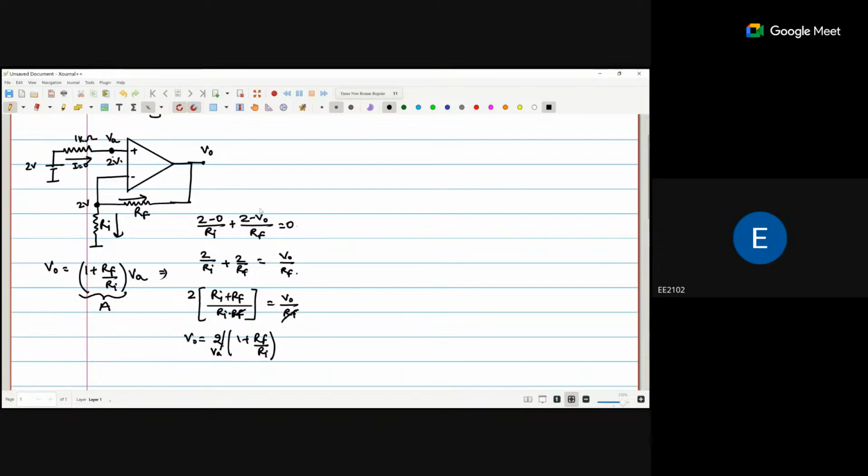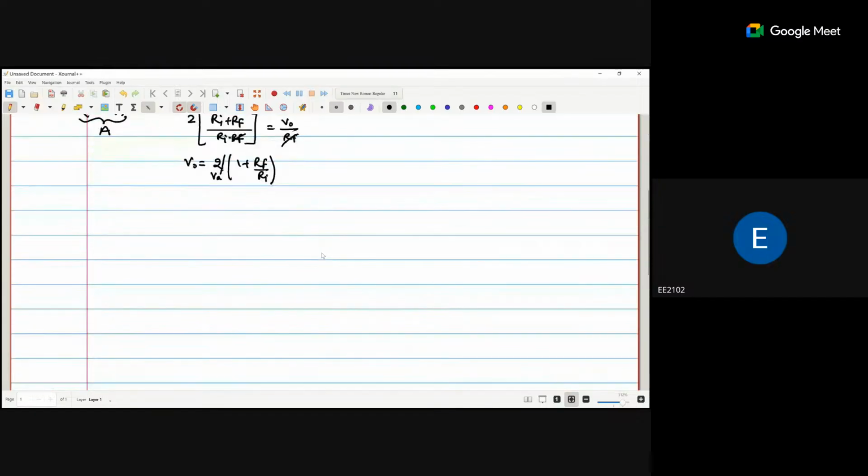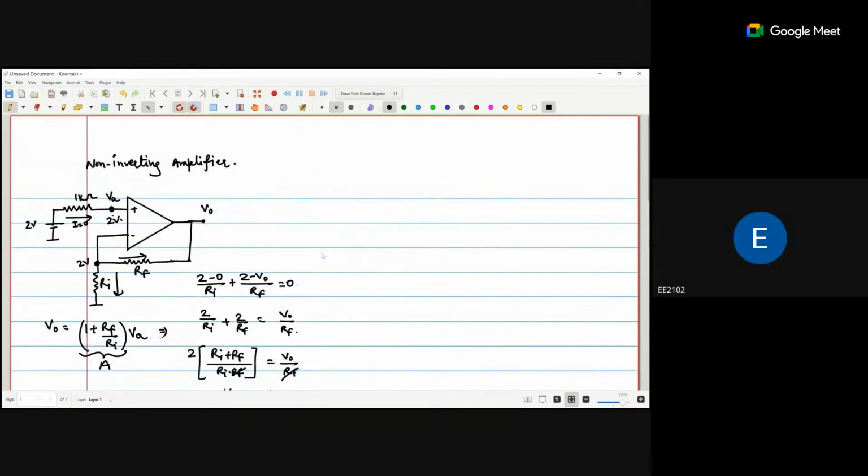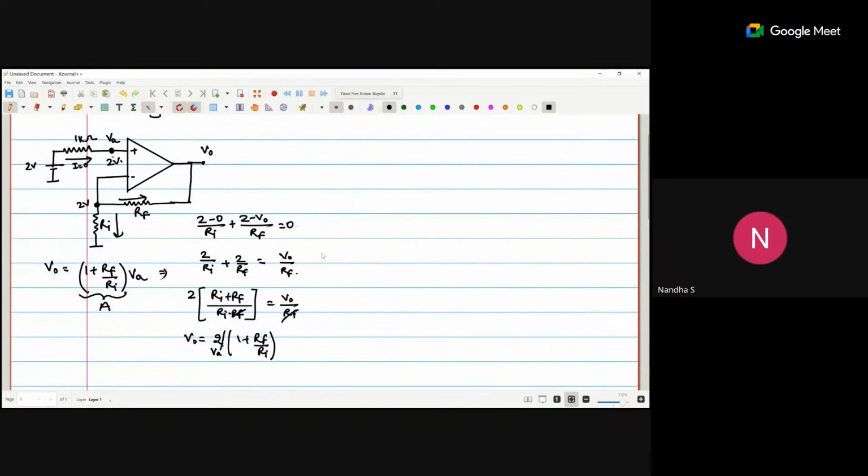Sir, can you explain the KCL application there? 2 minus 0 upon Ri plus 2 minus V naught upon Rf. Can you go through it once again? Basically, I apply the KCL at this point. What does the KCL say? The addition of all outgoing currents is equal to the addition of all incoming currents.